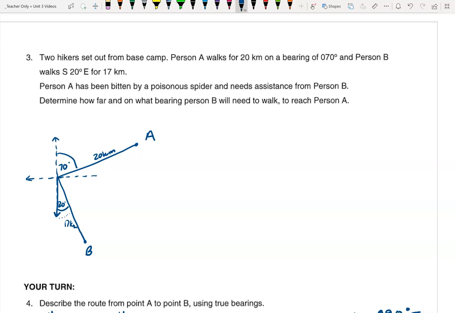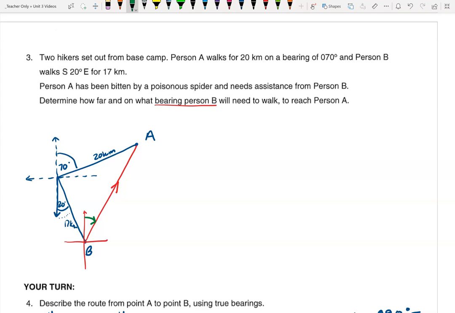So now what we find is we've got enough information to start working out how person B gets to person A. So I'm going to place an arrow, and we need to know what bearing he is going to walk on, which means we're going to have to place our compass point at person B so we can work out that bearing. And I'm going to highlight that in green. So it's not a large angle. We just need to know how far he's going to walk there.